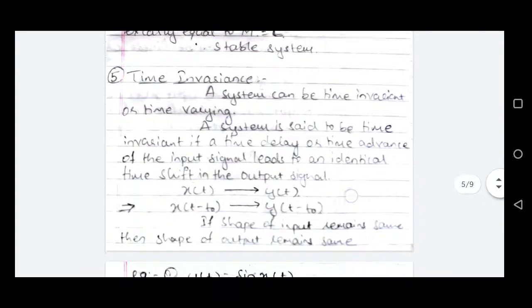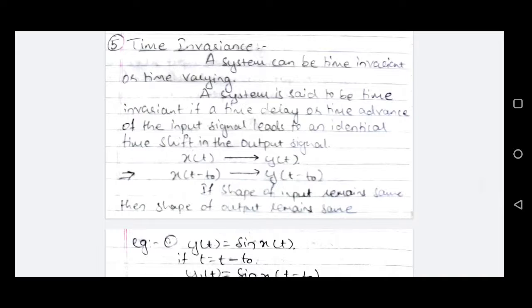The next system property we'll be studying is time invariance. A system can be time invariant or time varying. A system is said to be time invariant if a time delay or time advance of the input signal leads to an identical time shift in the output signal. Meaning, if the input to the system is delayed, output from that system should be delayed by the same amount of time as the input was delayed.